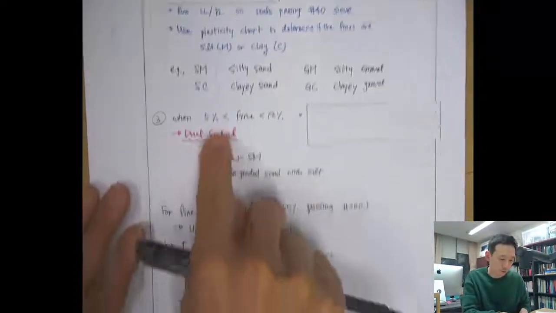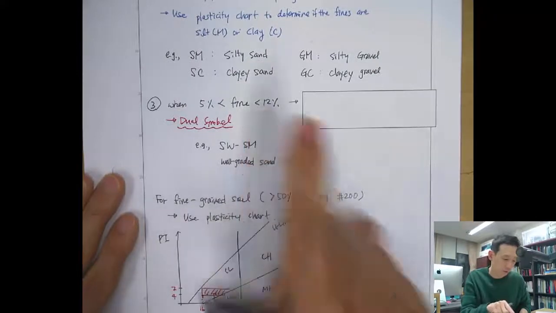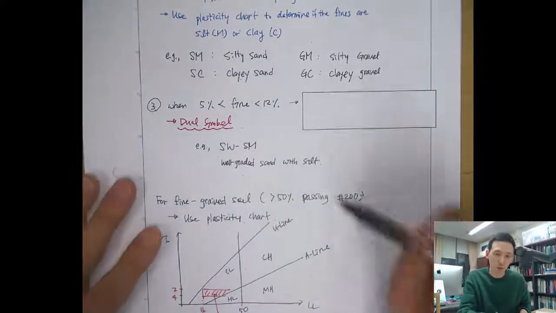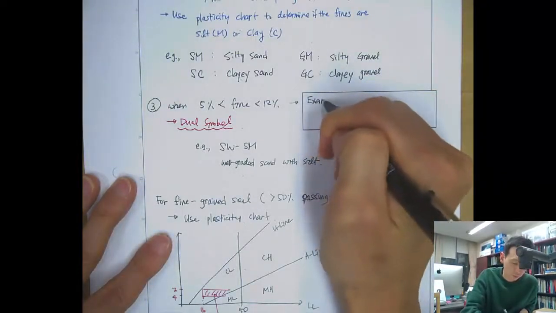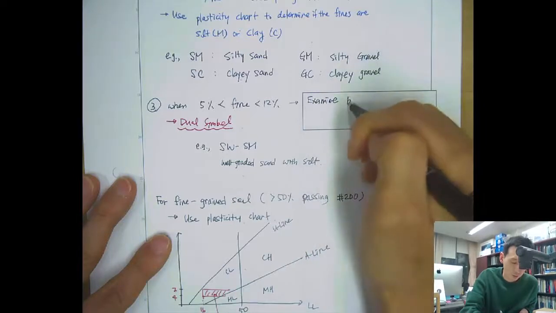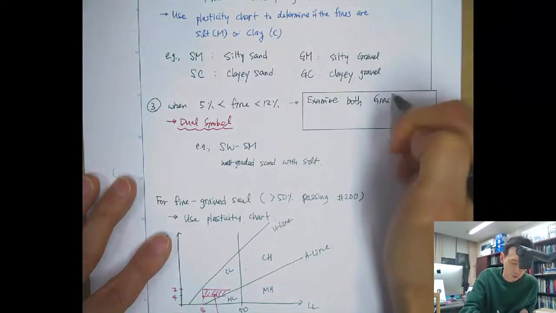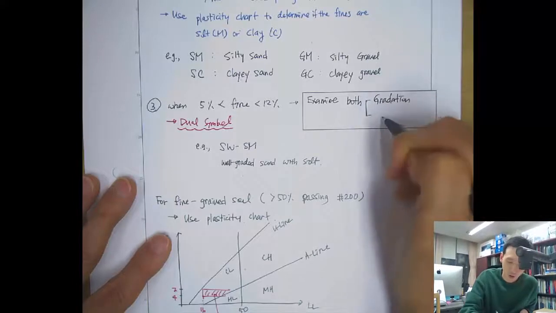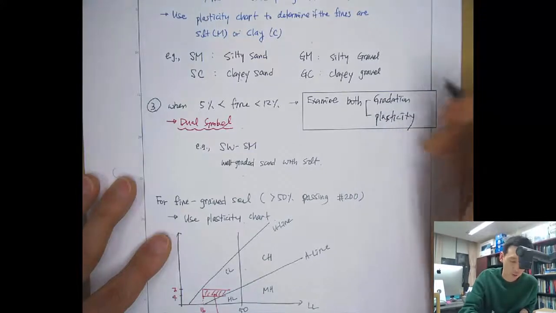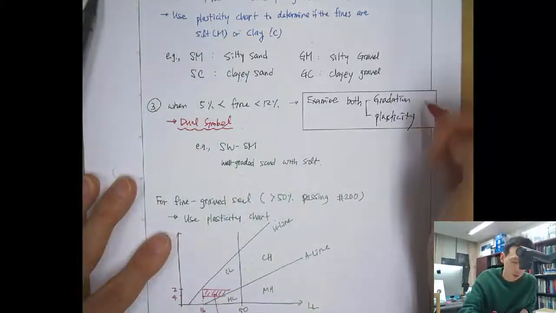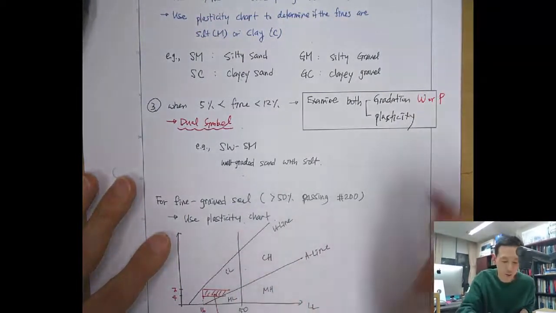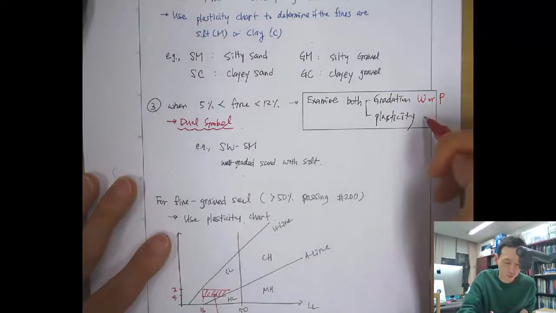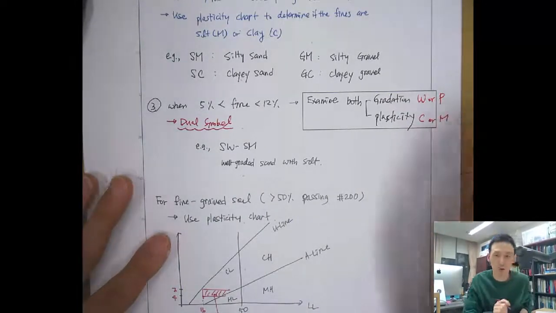What if it's between 5 and 12%? Then we're going to examine both gradation and plasticity. So from the gradation, we'll characterize whether it's well graded or poorly graded. And from the plasticity, we can characterize whether it's clay or silt.